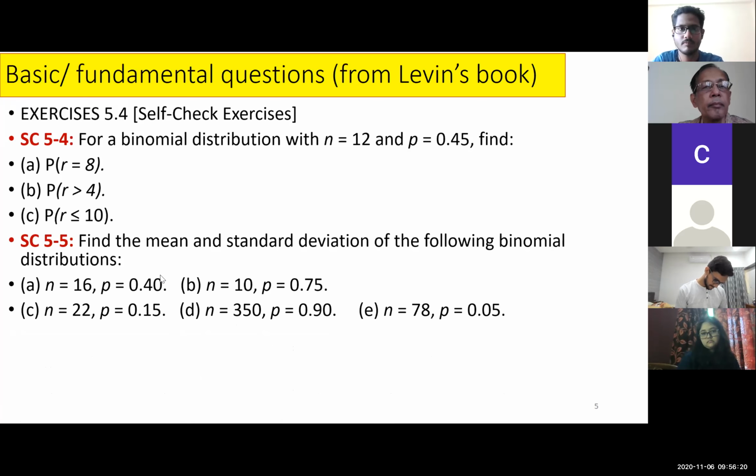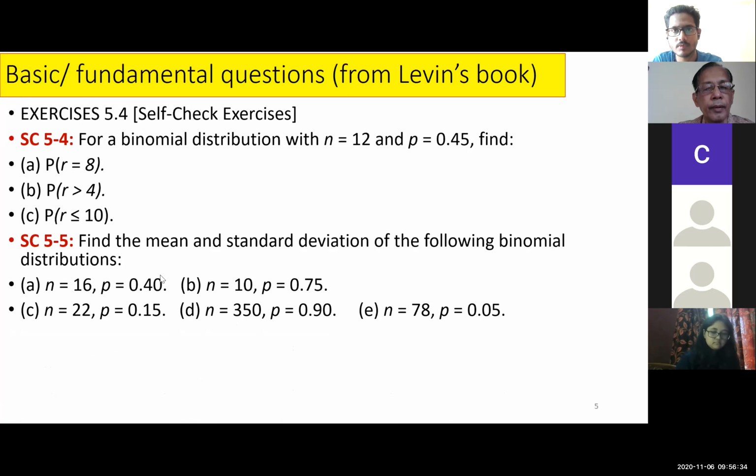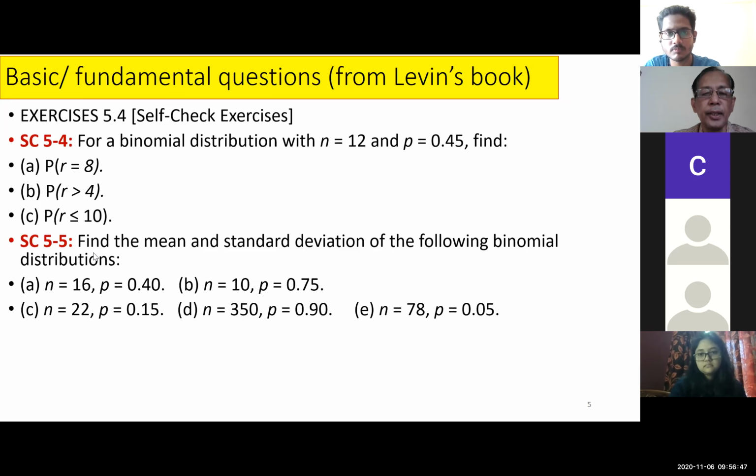Find the mean. Okay, sir. Let me read the question first. Yes, n equal to 16 and p equal to 0.4. So mu equal to n into p, 16 into 0.40. Then the standard deviation is equal to root over npq. So, sir, q will be 0.6, so root of 16 into 0.4 into 0.6. Very good, thank you.